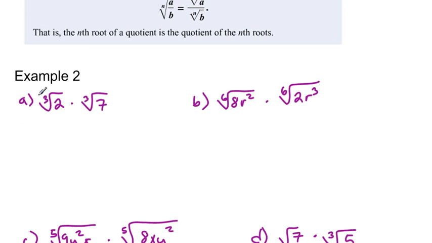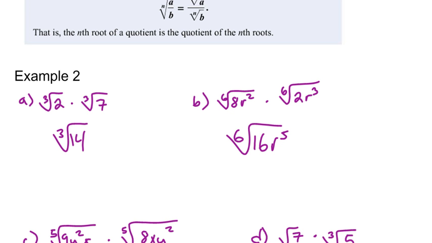Coming down over here, notice that they both have a 3. Since they both have an index of 3, that's going to be the third root of, and then we just multiply 2 and 7 and get 14. Coming right here, again they both have an index of 6, so I could say the 6th root of 8 times 2 is 16, and r squared times r to the power of 3. Remember that we just add the exponents, so r to the power of 5.